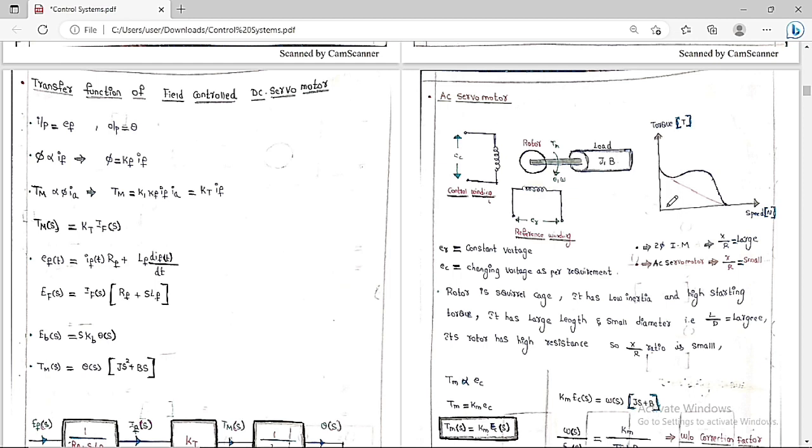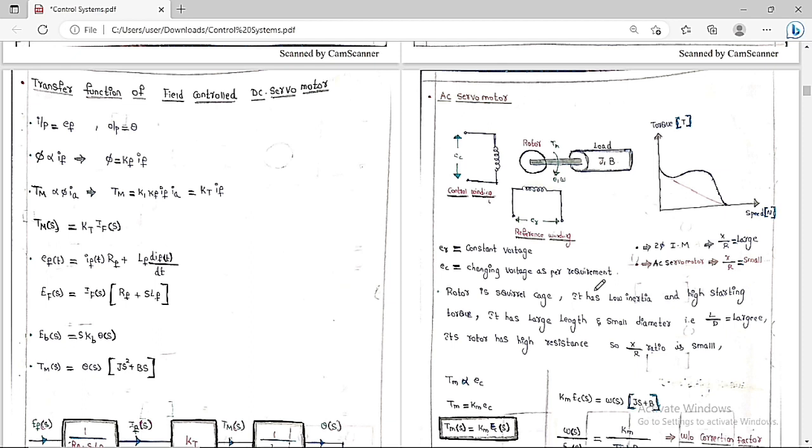It has large length and small diameter. So its length is large and the diameter is small, therefore the L by D ratio is also large. And its rotor has high resistance, so because of this the X by R ratio is very small. These are the specifications of the rotor which is going to be used in this AC servo motor.